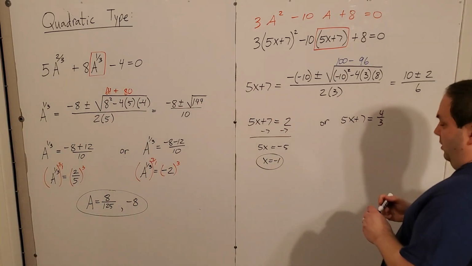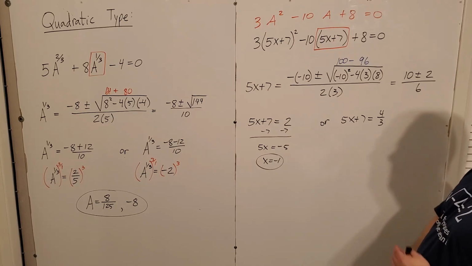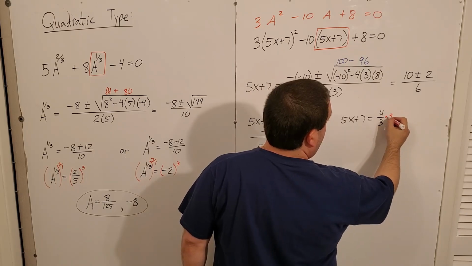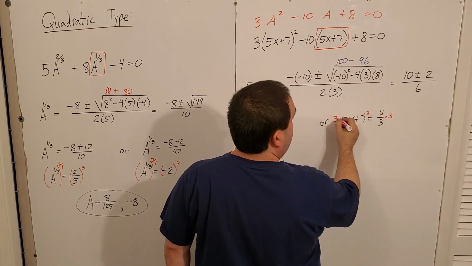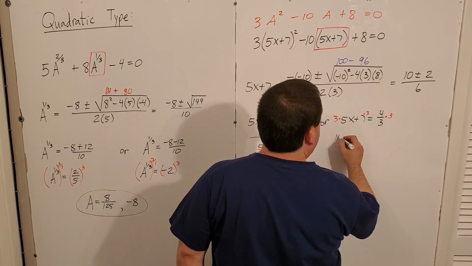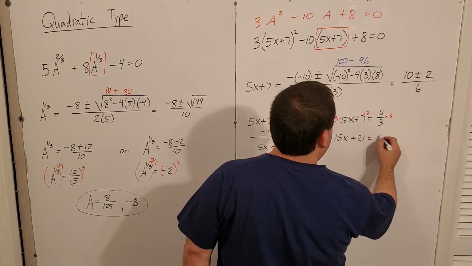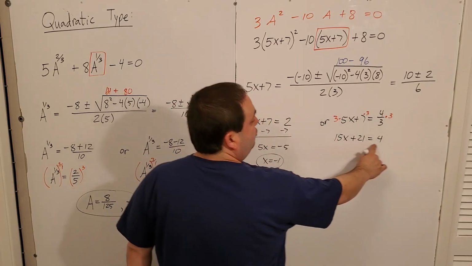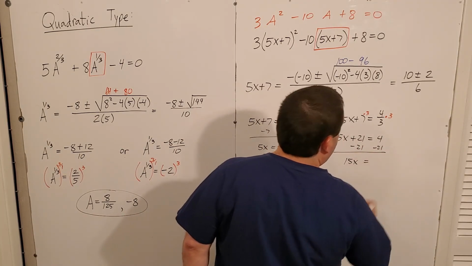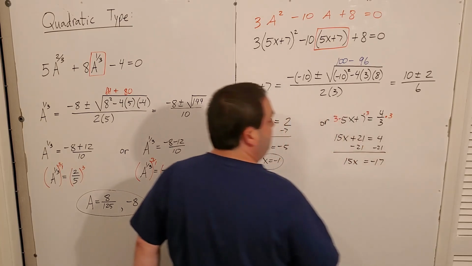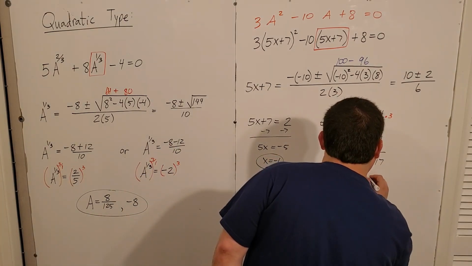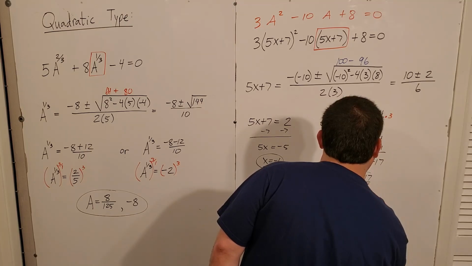Okay. On this one, if you remember, if you prefer not to deal with fractions, then the way to get rid of it is to multiply. So here I'll just say times 3, times 3, times 3. That would give me 15x plus 21 is equal to 4. If I subtract the 21, then I have 15x is equal to negative 17. Divide both sides by 15. And I have negative 17 over 15. Okay?